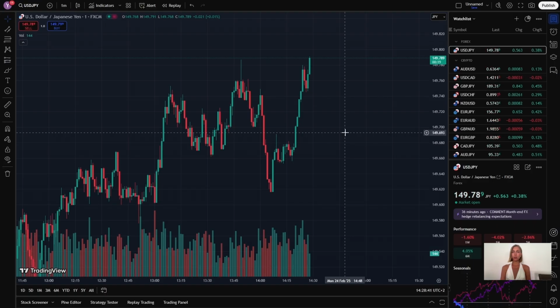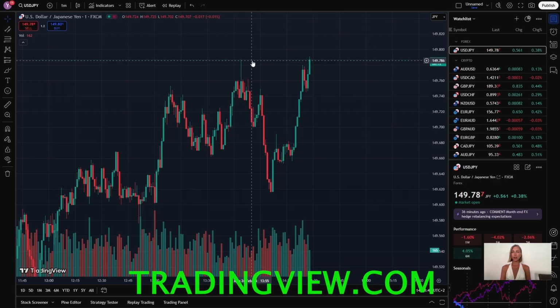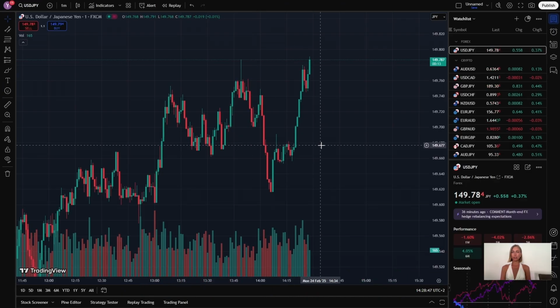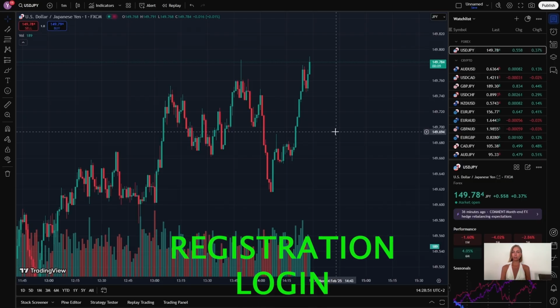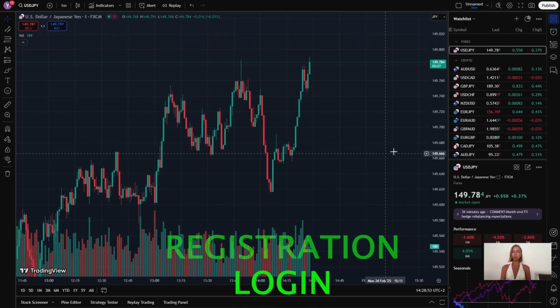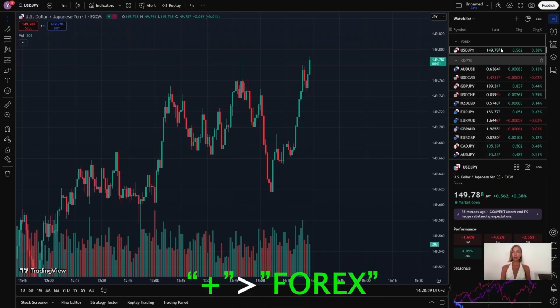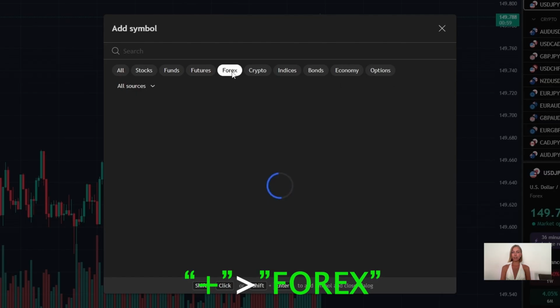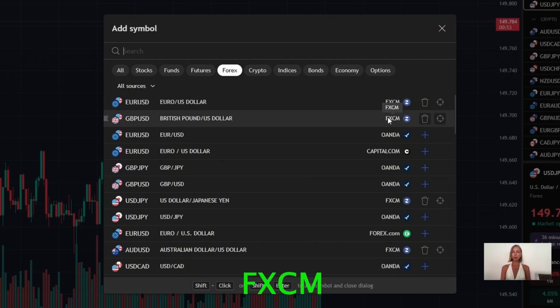Now I have switched to the TradingView platform. This is the largest platform for chart analysis used by a huge number of traders. Here you will need to either register or log into your account. And if you're on this platform for the first time, it's likely that the necessary currency pairs won't be added yet. To add them, click on the section with the plus sign. We need to select the Forex section, and our task is to add the currency pairs where the quote provider is FXCM.